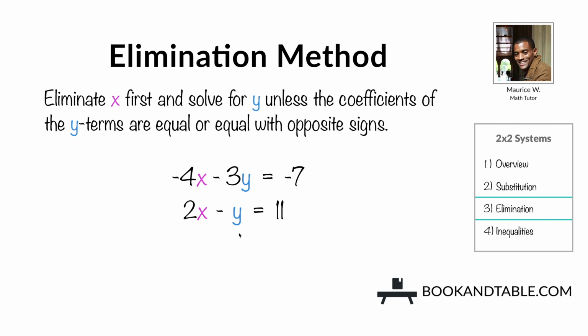Let's say you were given this 2 by 2 system instead. Negative 4x minus 3y is equal to negative 7, and 2x minus y is equal to 11. No matter which variable we want to solve for first, we'll have to multiply one of the equations by a constant in order to make the coefficients work. So whenever this is the case, we'll be eliminating x first.